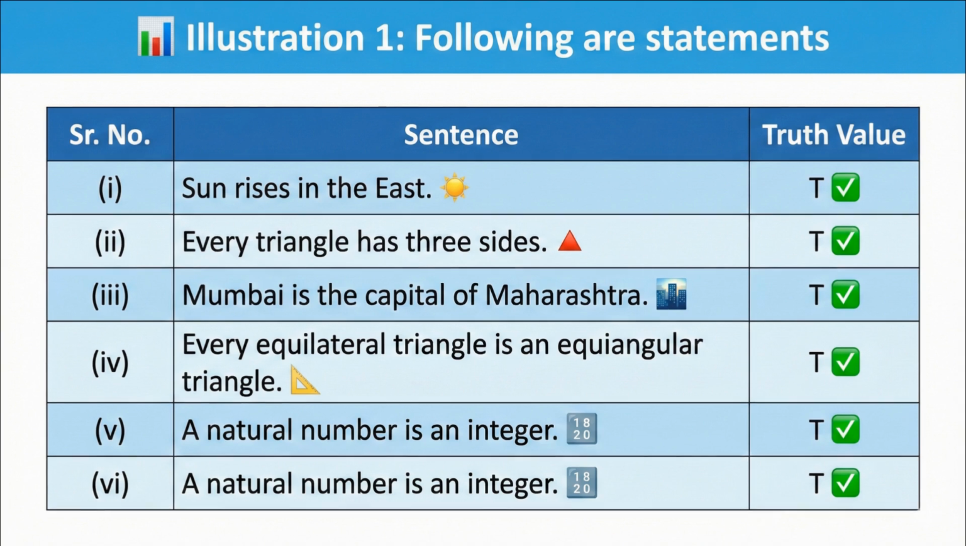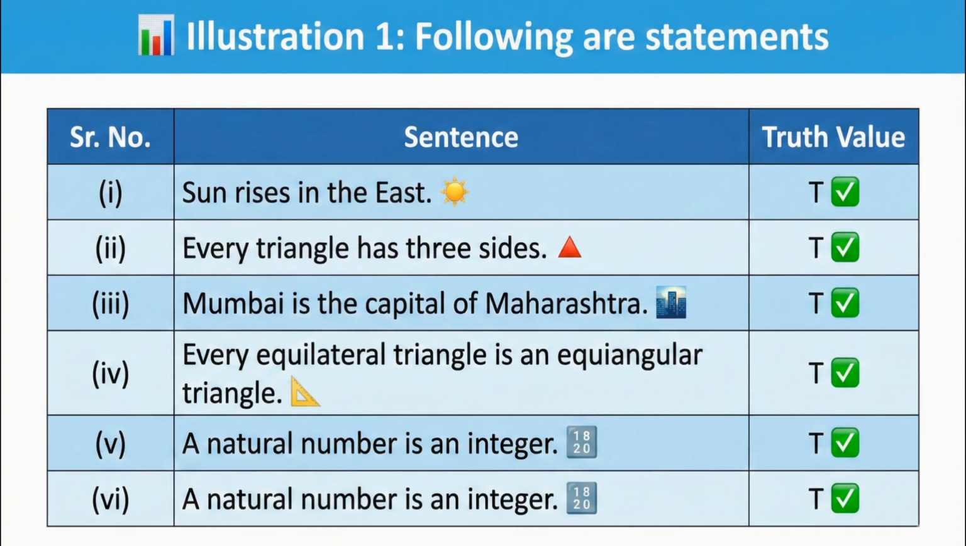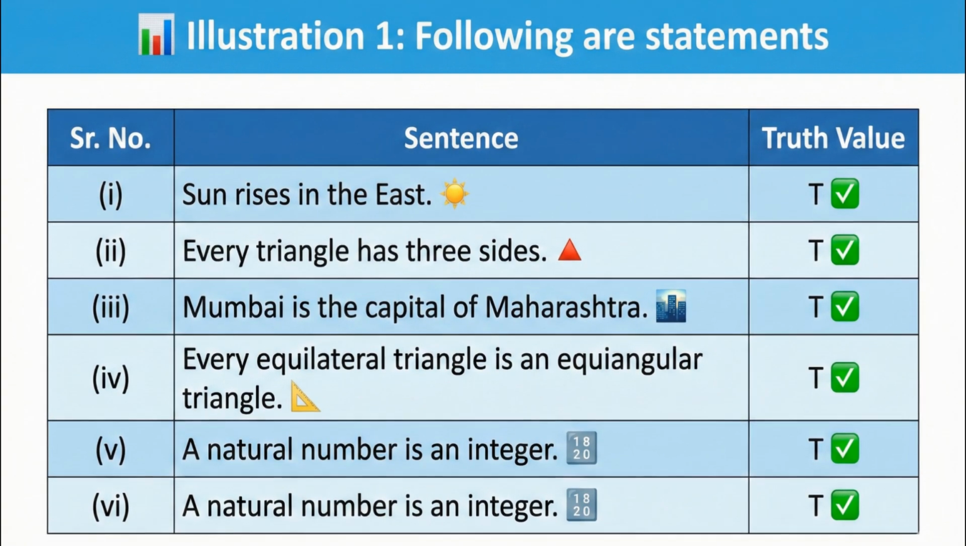Illustration 1. Following are statements. Now let us look at some examples of statements. Sentence: Sun rises in the east. This sentence is true, therefore it is a statement and its truth value is T. Sentence: 5 multiplied by 2 gives 11. This sentence is false. Still, it's a statement because we can clearly say that it is false, so the truth value is F.